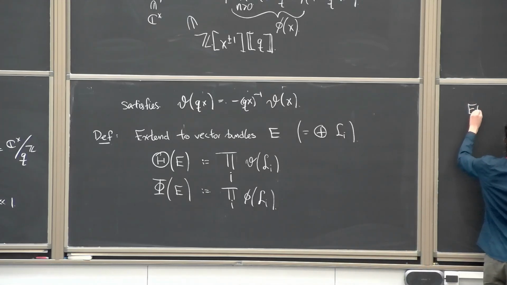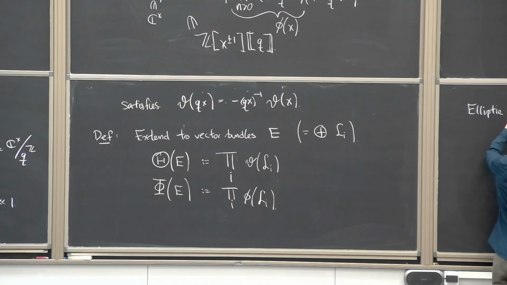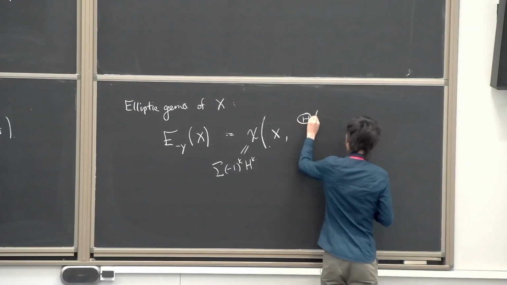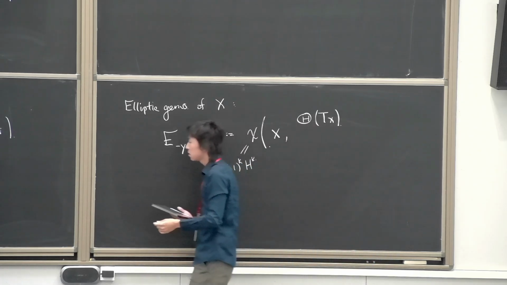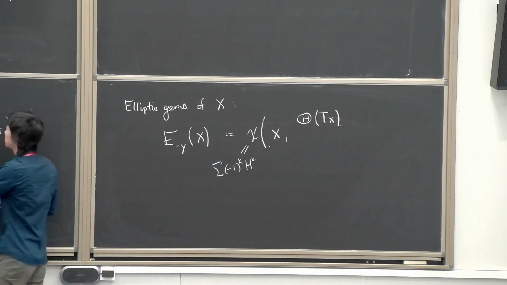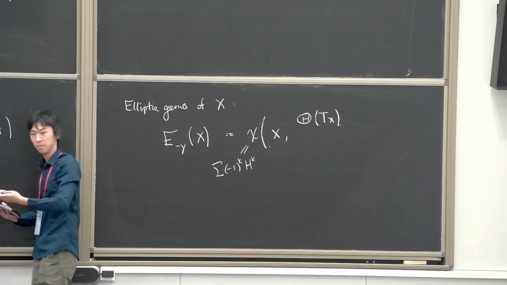And then we define the elliptic genus of X. This is the quantity E of X, and it will be a function of some formal parameter, Y. This is the sheaf Euler characteristic. So Euler characteristic here means alternating sum of sheaf cohomologies for X of theta of the tangent bundle of X. Okay, so here it's very important that X is smooth. And these Q-Pochhammers begin with constant term 1, so you're allowed to invert them in the ring of formal power series.